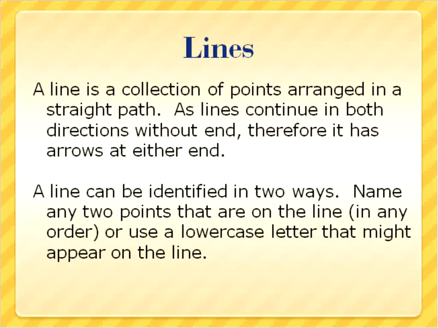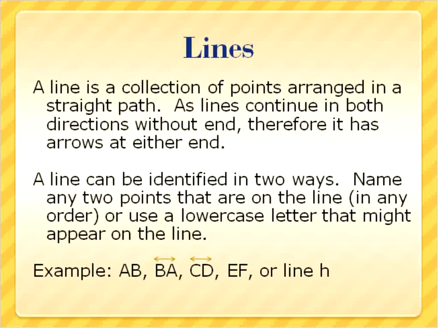A line can be identified in two ways. Remember, a point is just one capital letter, so a line, you can label it by saying any 2 points that are on that line, or you can label it using a lowercase letter that appears on the line. For example, you could say it's line AB because it's the line that goes from point A to point B.